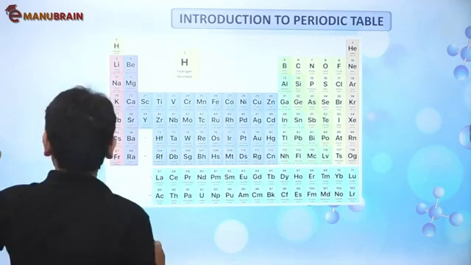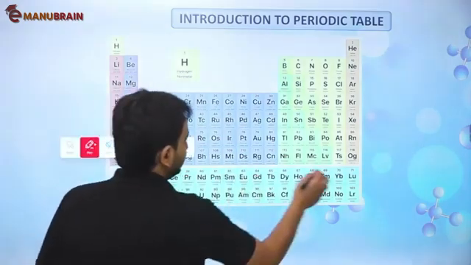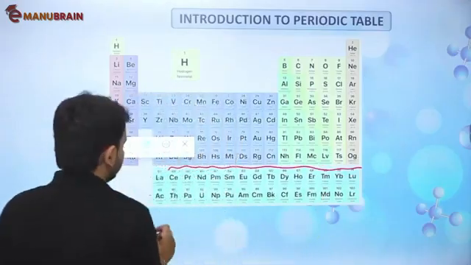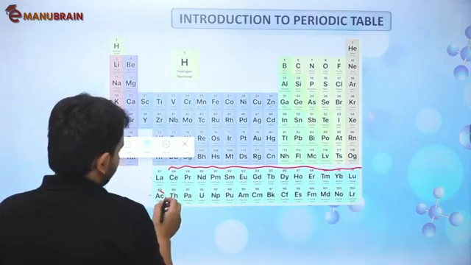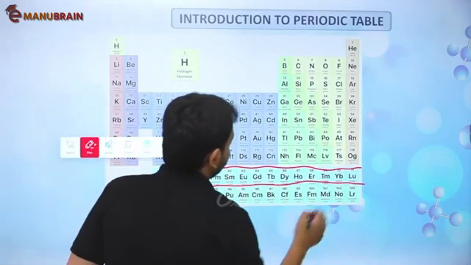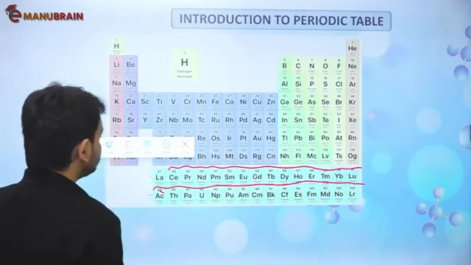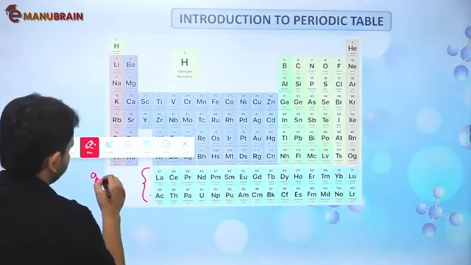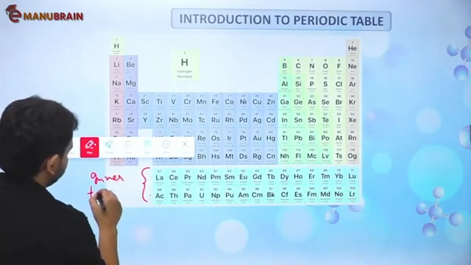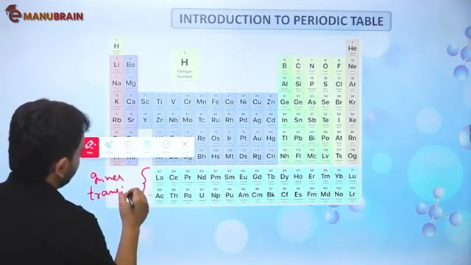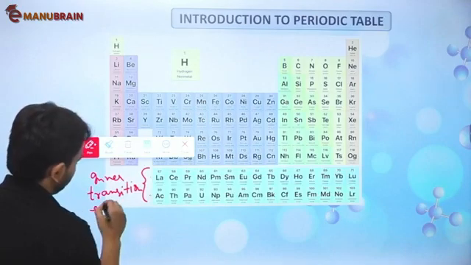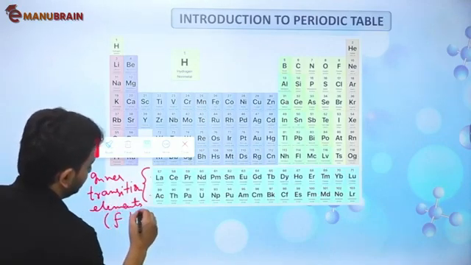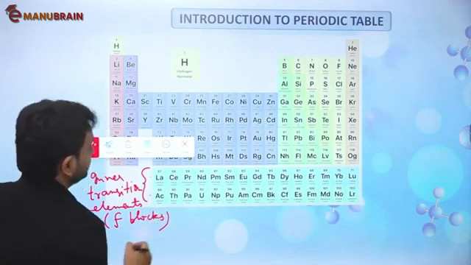So the lanthanide series generally starts from 58 to 71, that is cerium to lutetium. And then the actinide series is from 89 to 103, guys. This is important. These are the inner transition elements, or the F block elements. F block elements means that the final electron is getting filled in the F block.